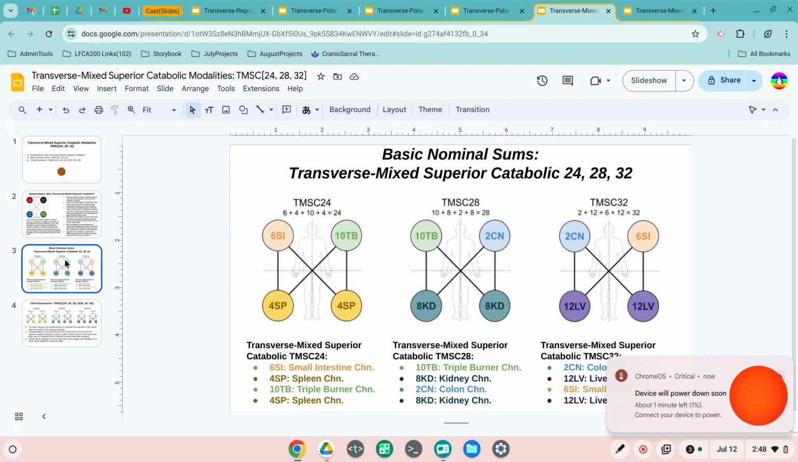Transverse mixed superior catabolic 28 consists of the triple burner, kidney, and colon vessels, labeled for their nominal equation 10 plus 8 plus 2 plus 8 equals 28. Transverse mixed superior catabolic 32 consists of the colon, liver, and small intestine vessels, labeled for their nominal equation 2 plus 12 plus 6 plus 12 equals 32.